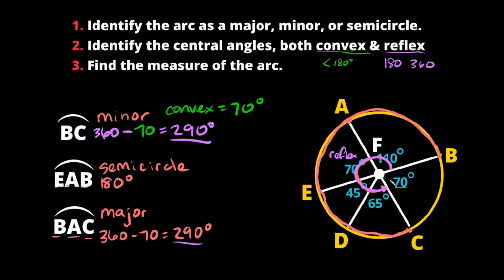Okay, and that means basically the other route that we could have taken to get from B to C would be this short route right here, right? Or in other words, from here to here. And this angle is obviously less than 180, so this means that this 70-degree angle is our convex central angle, all right? And then lastly, number 3, so find the measure of the arc. So we already found that, right? It's the same as the central angle. So the measure of the arc from B to C would be 290 degrees.